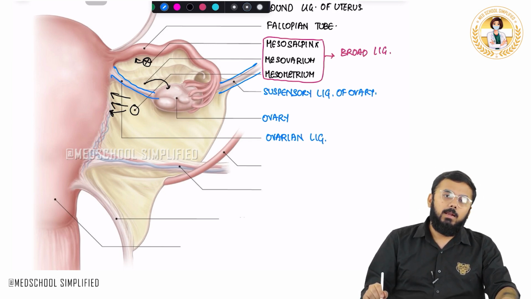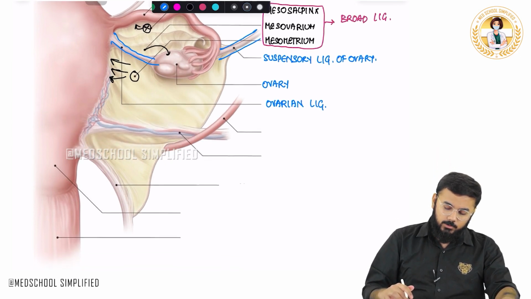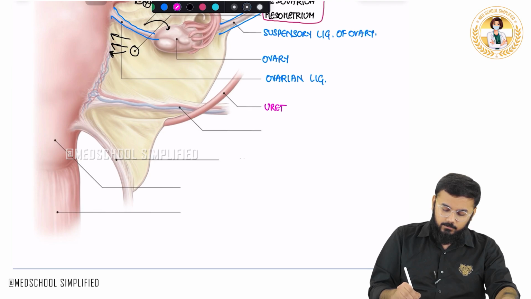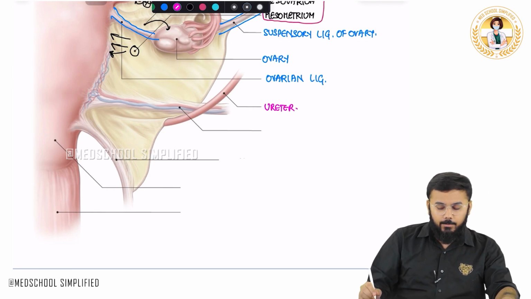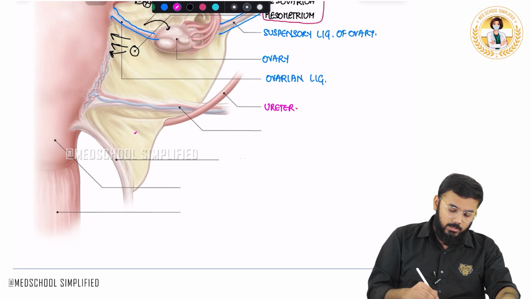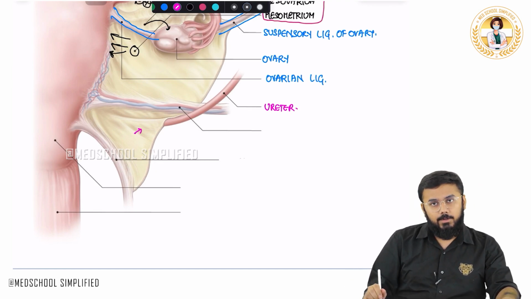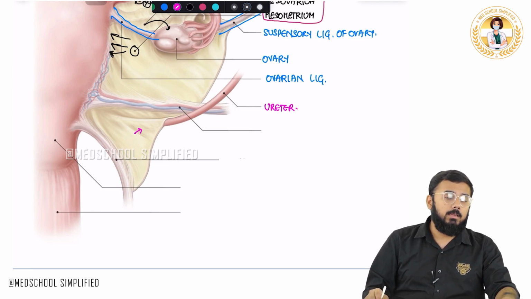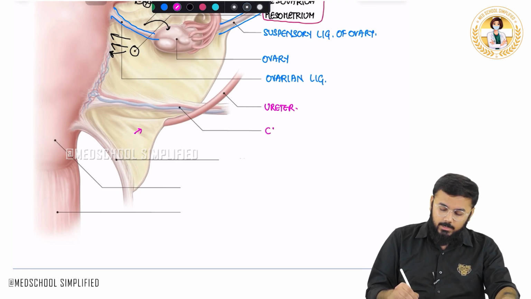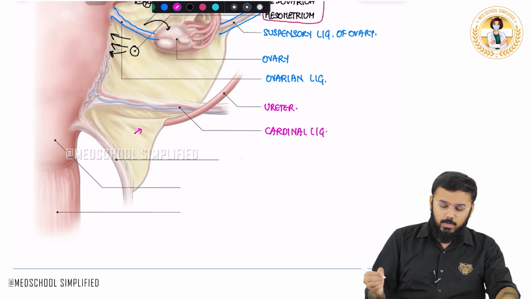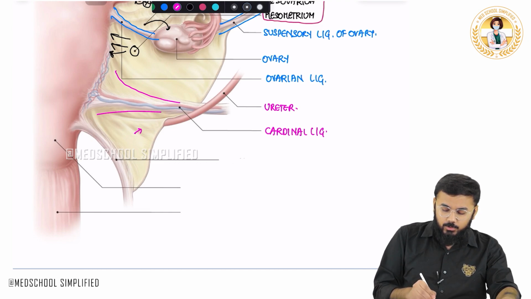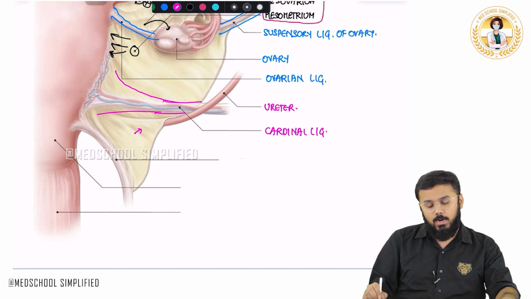Now, the next important thing: you see this particular structure over here, this is called your ureter. So, can I say that the broad ligament is covering the ureter? You see here, the broad ligament is covering the ureter, right? And next, you have another ligament over here. This is called the cardinal ligament. You see this particular sheath of tissue that is coming down, forming a ligament here.